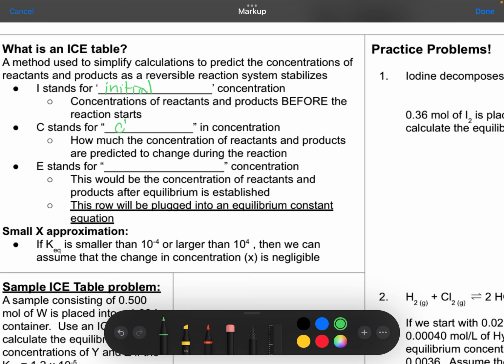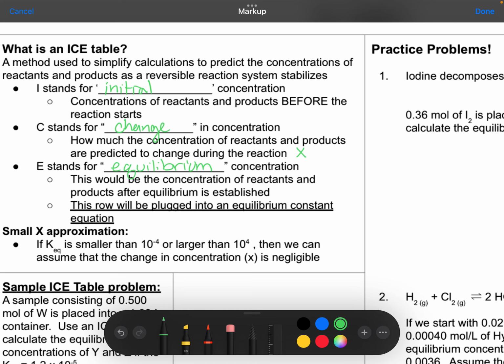C is going to stand for change in concentration, and that is how much the concentration of reactants and products is going to change during that reaction until it stabilizes in equilibrium. And those changes are expressed in terms of x. E is going to stand for the equilibrium concentration. And that is the row that would be plugged into an equilibrium constant equation or expression. We did that a lot in the equilibrium constant notes, like we did a couple of practice problems about that. That row is what you would plug into that expression.